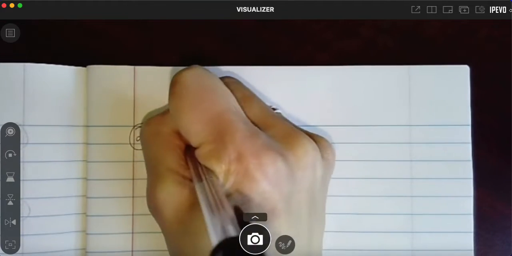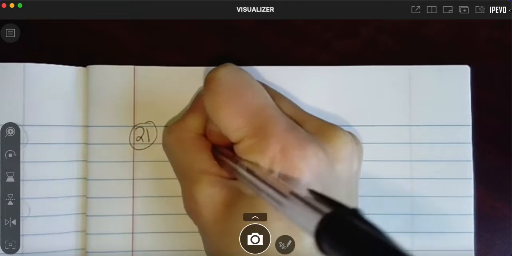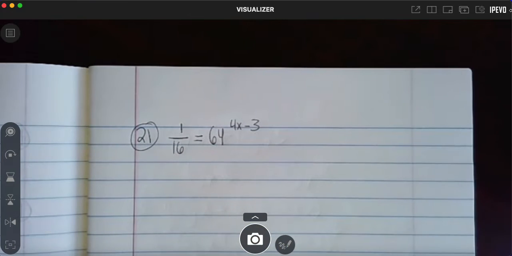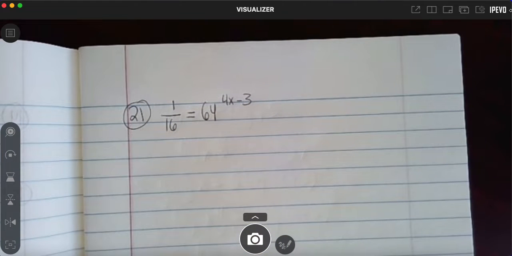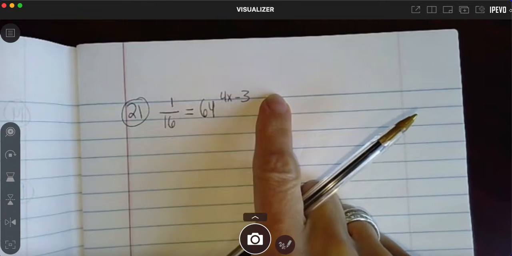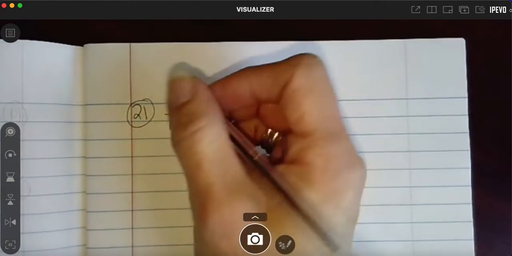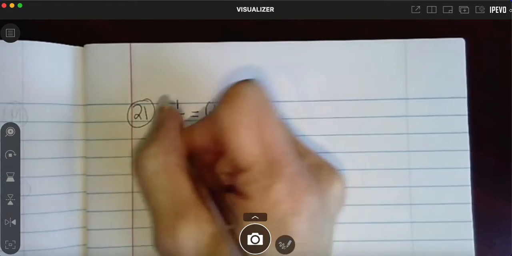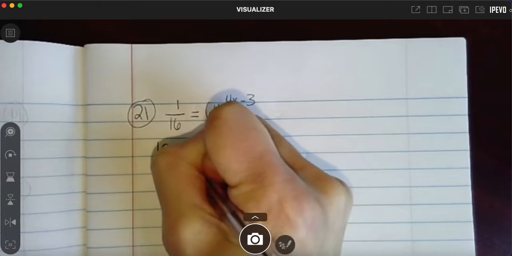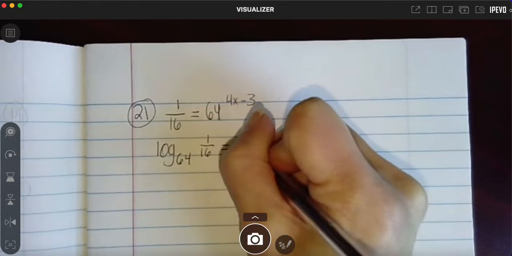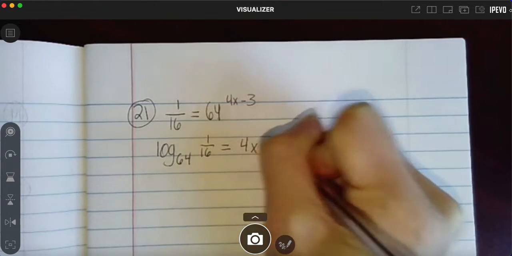All right, I get 1/16 equals 64 to the 4x minus 3. Okay, so this one, I'm going to rewrite it. That's my base, that's my exponent. So I'm going to write log base b of the number equals the power. So log, what's my base? 64. Log base 64, my number is 1/16, equals my power, 4x minus 3.